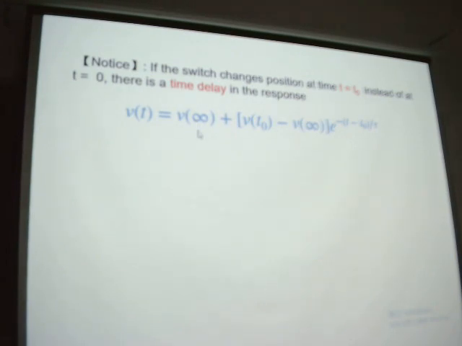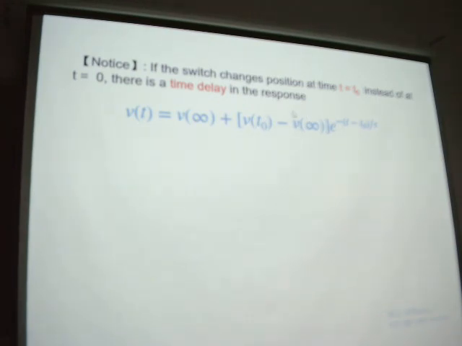And here we use another notation: instead of vss, we use v infinity. Here, infinity means time t tends to infinity. And here we have v(t0) instead of V0, because not every time the initial time is 0. We change the initial value from V0 to v(t0).